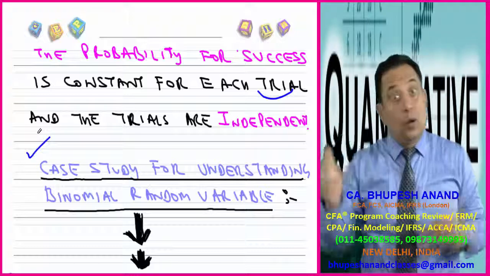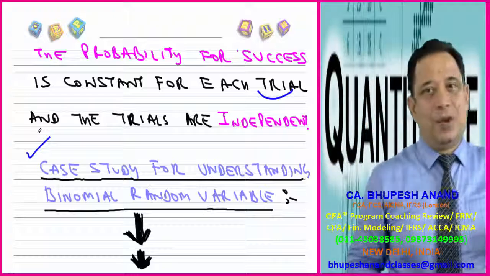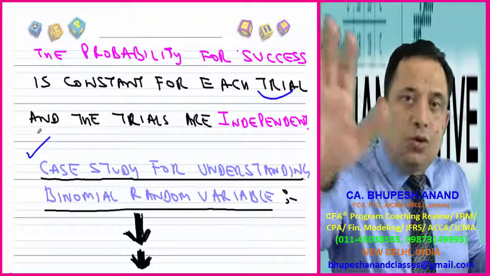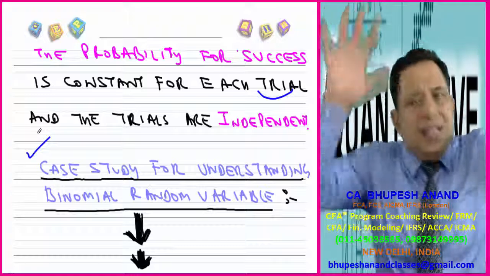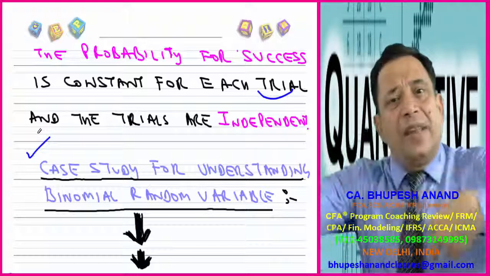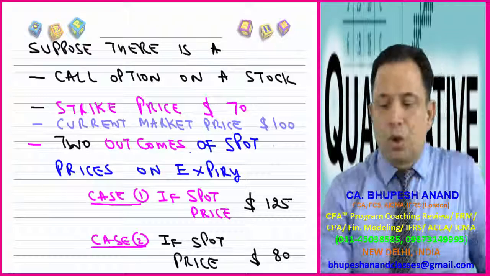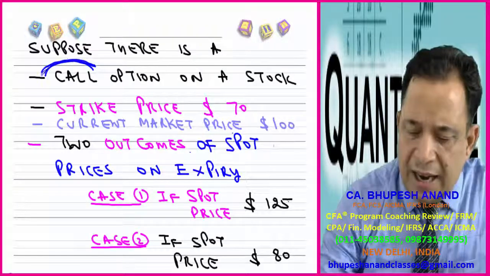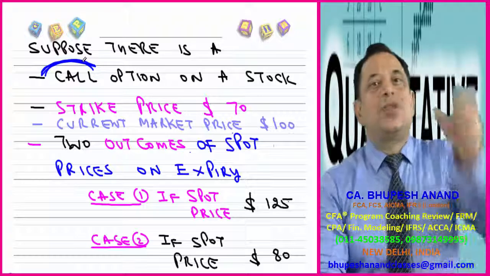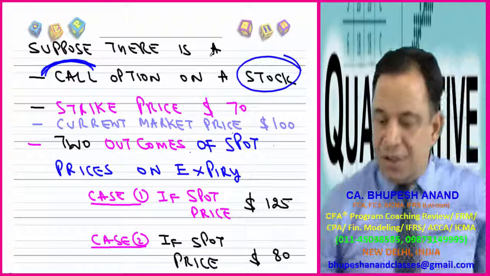Whether it will go up or down depends upon the volatility of that stock, which depends upon the risk, and upon the uptick factor or downtick factor. I will tell you these two factors in detail in derivatives. Just to relate to the binomial random variable, I am taking the help of derivatives, and within derivatives, a call option. Now I think you must be aware that a call option is a right to buy an underlying asset. Suppose Ramlal has a call option on a stock. It means he can buy that stock at a strike price of 70.